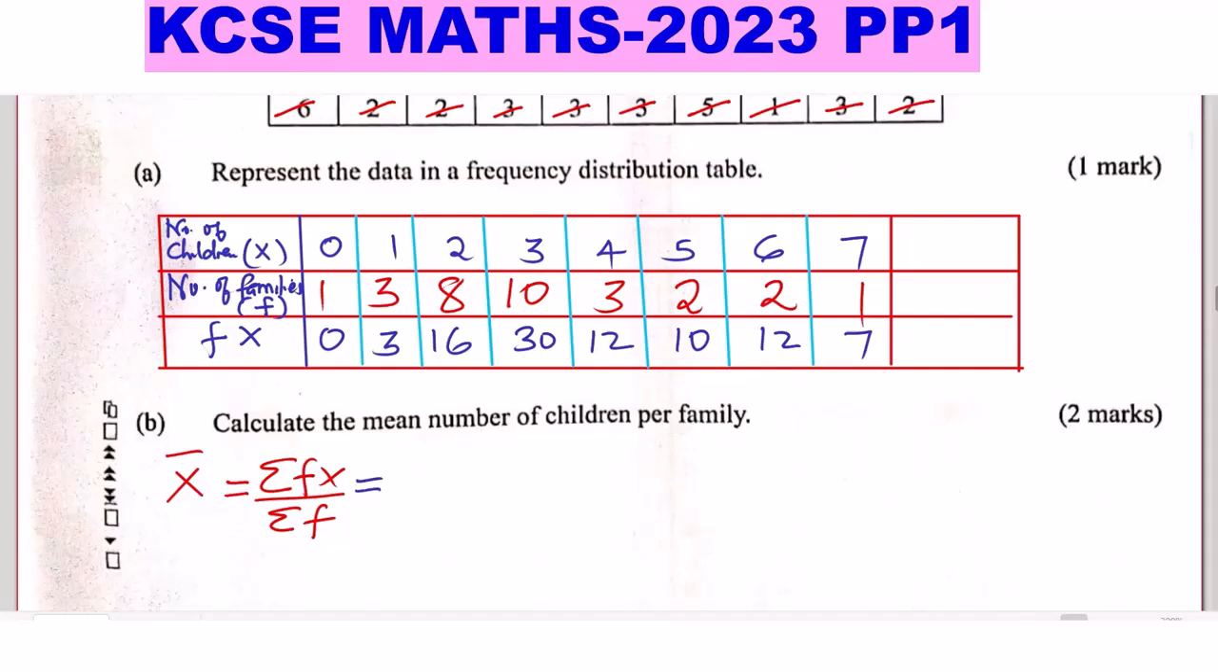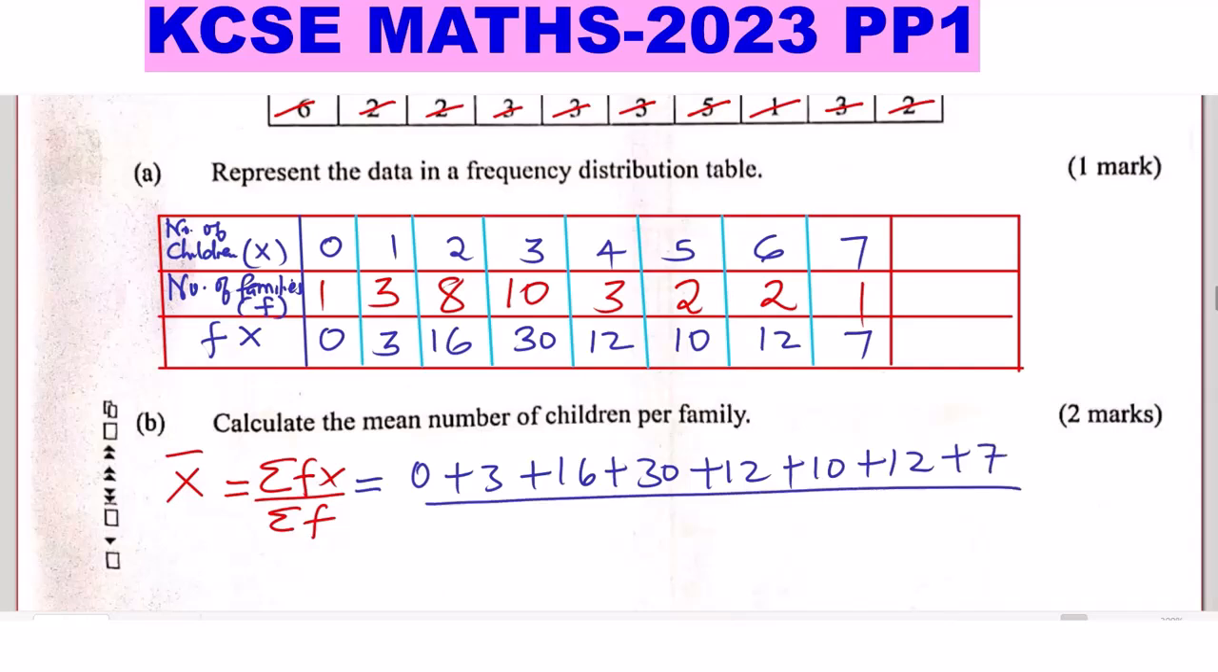So I simply add the summation of fx, which is 0 plus 3 plus 16 plus 30 plus 12 plus 10 plus 12 plus 7. Then everything is divided by the summation of frequency, which is already given.